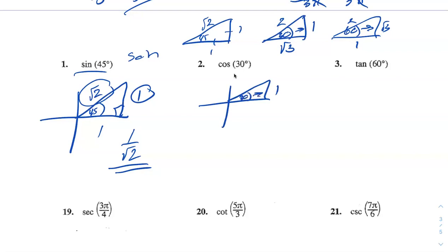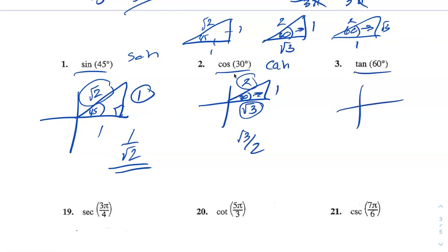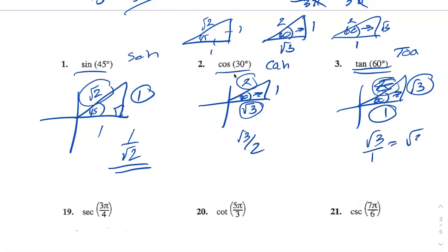30 small, so it gets to 1. Hypotenuse is 2, so it's rad 3. Cosine is CAH, so adjacent over hypotenuse. Tan of 60: opposite 60 is rad 3, 60 is big, hypotenuse is 2, adjacent is 1. Tan is TOA, so opposite over adjacent. Rad 3 over 1. Rad 3.